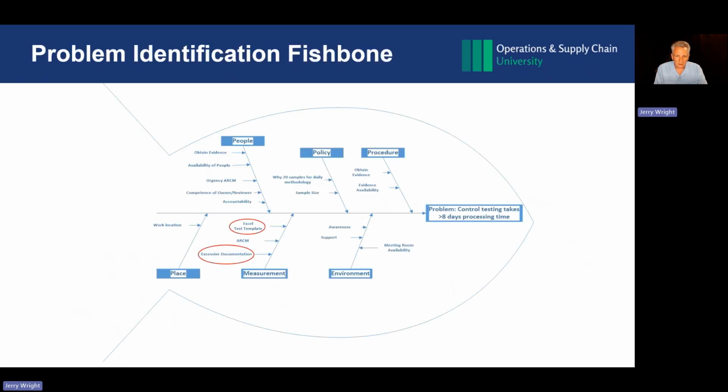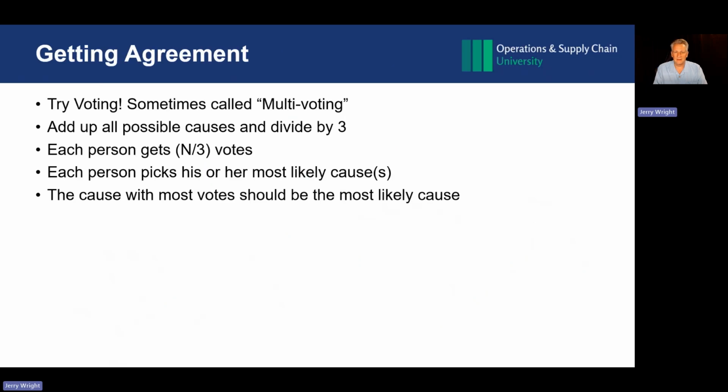I think in this one here, it looks like 1, 2, 3, 4, 5, 6, 7, 8, 9, 10, 11, 12, 13, 14, 15, 16. There were 16, so they probably all got 5 votes, 16 divided by 3. And then each person gets to pick his or her most likely causes. Now that could be, I'm going to put 3 on this one and 2 on that one.